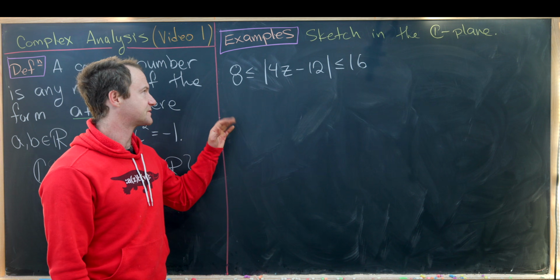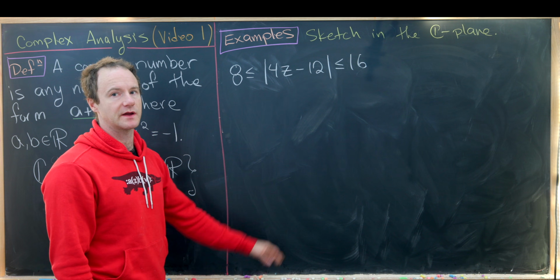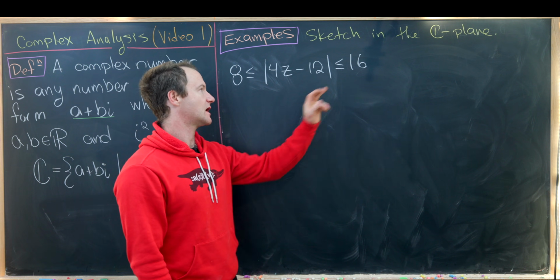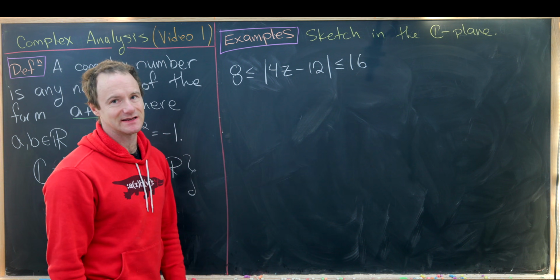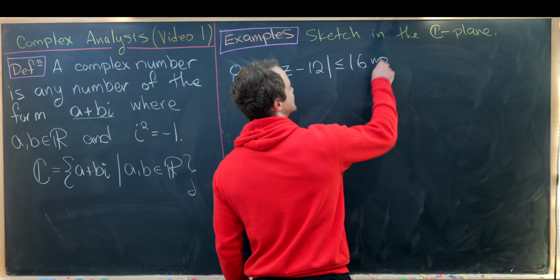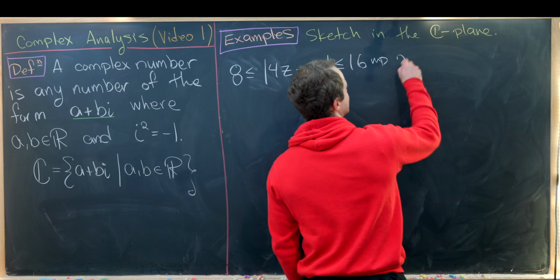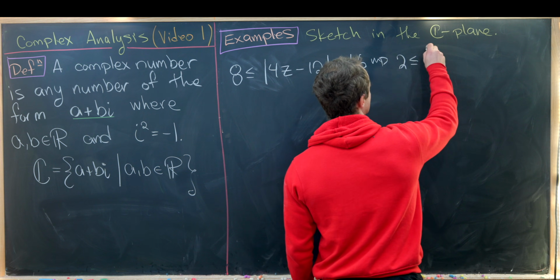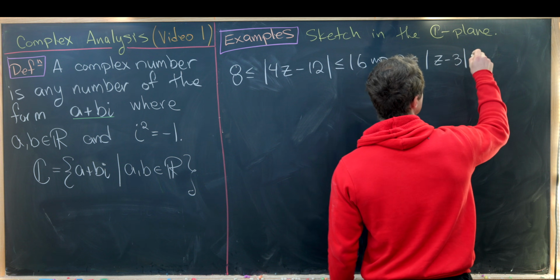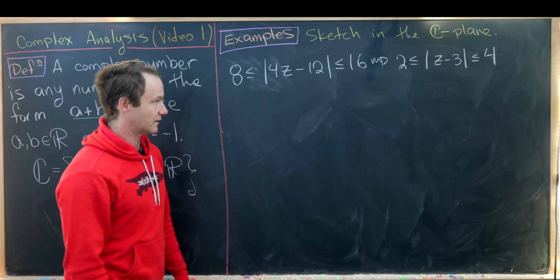Okay, now let's look at this problem. We want to look for all complex numbers that satisfy the following inequality. We've got 8 is less than or equal to the modulus of 4z minus 12, which is less than or equal to 16. Let's notice everything here is divisible by 4, so we can just divide everything by 4, hopefully simplifying it a little bit. So that'll give us 2 is less than or equal to the modulus of z minus 3, which is less than or equal to 4. Okay, so that's starting to look good.